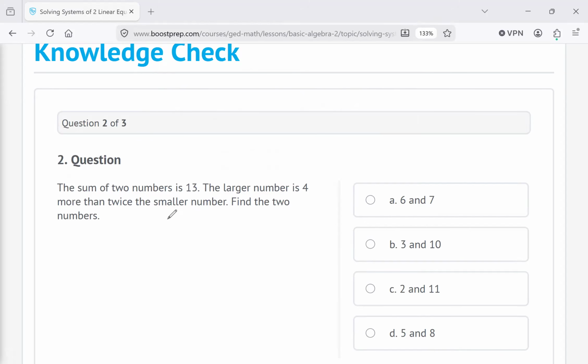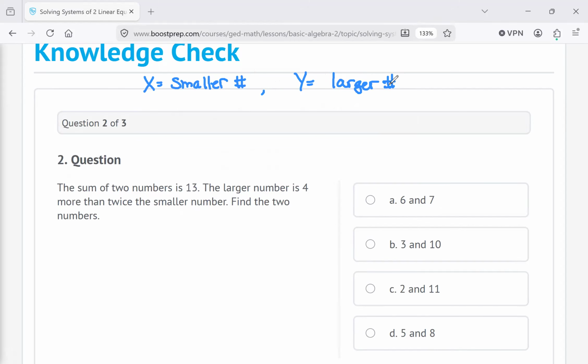So the first step is I'm going to label my variables. What are we dealing with? We are dealing with two numbers. One is a larger number and the other is a smaller number. You can use any letters you like. I'm going to use x, and x represents the smaller number. And then I'm going to use y, and y is going to represent the larger number.